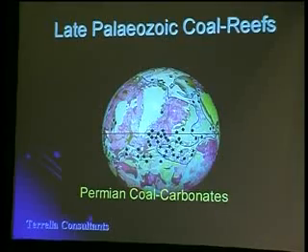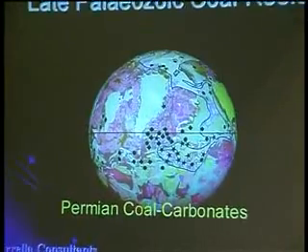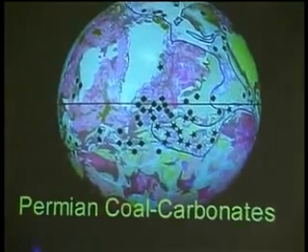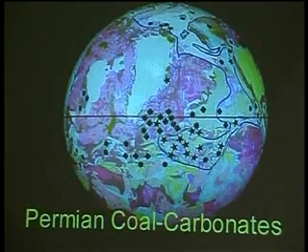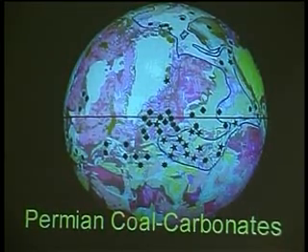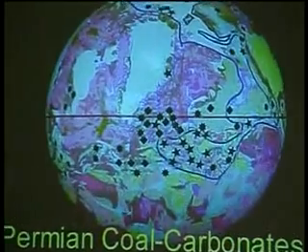The climate zonation can be modelled by plotting what we call climatic dependent indicators: the limestones and the coals and glacial related rocks and, say, evaporites like salt and so on. You plot the distribution of these. I've only shown coal and reefs here. The reefs are in stars and the coal is in diamonds.